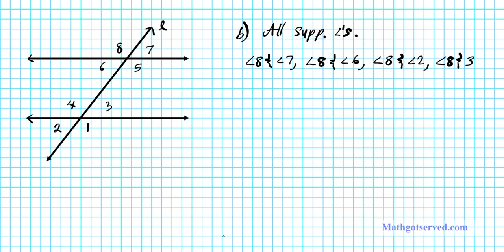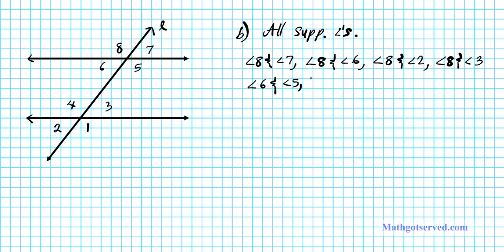Now let's take a look at our next pair of supplementary angles. How about we shift our attention to angle 6. And what angle is supplementary at this point of intersection up here? Angle 6 and angle 5 are supplementary. And then what else is angle 6 supplementary to? Angle 6 is supplementary to angle 8. We already have that listed.